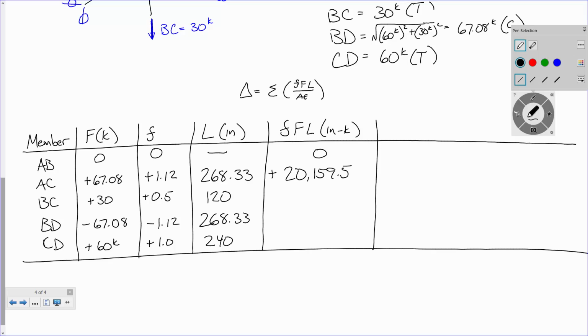What about the one below? Let's say BD, it's going to be the same answer, right? 20,159.5. Positive or negative? Positive. See, you make sure you can keep track of your signs here. This is also more important when it's not asking for the deflection at the same point. You've got to keep your tensions and compressions in sync. All right? BC, sum those up. What do you got?